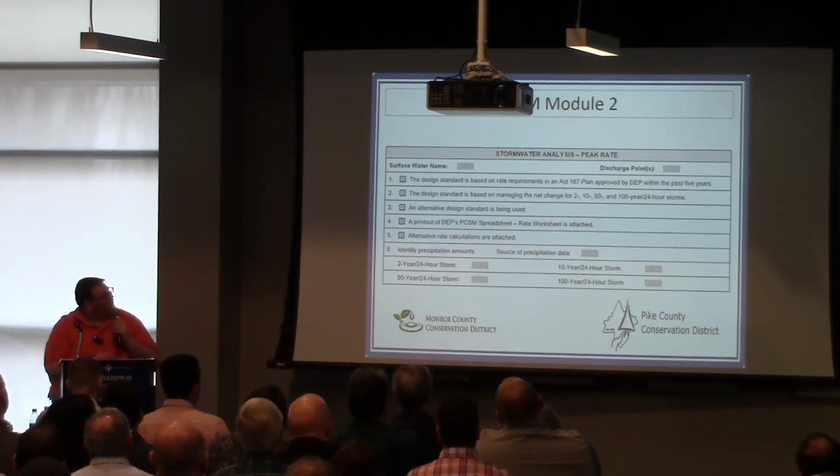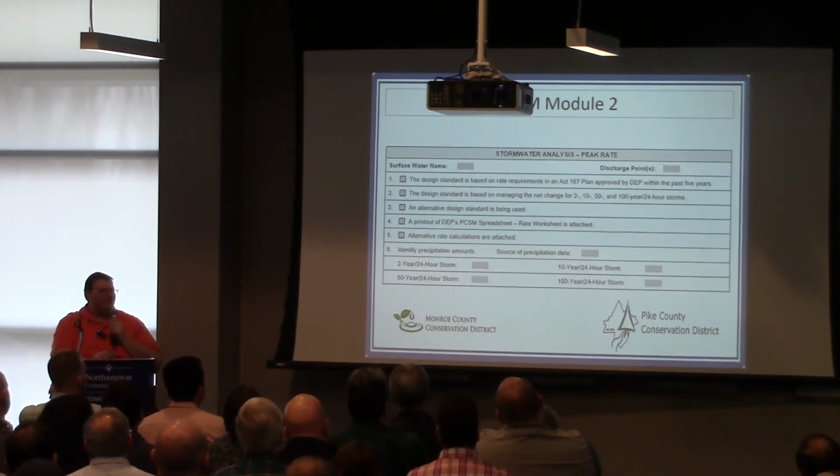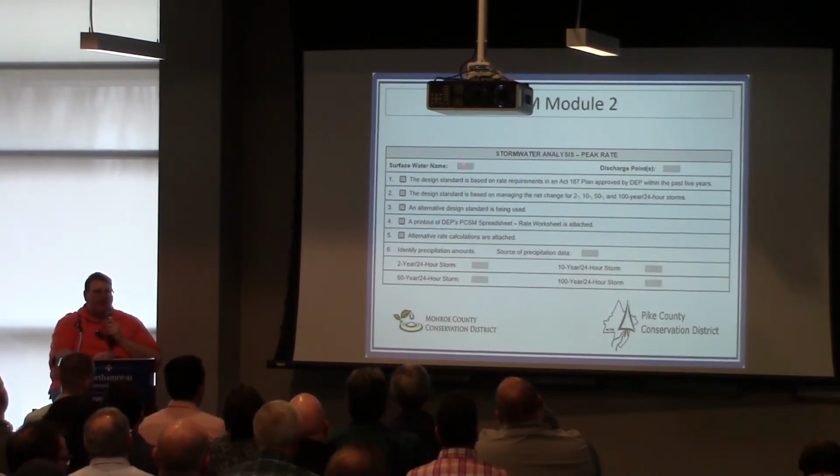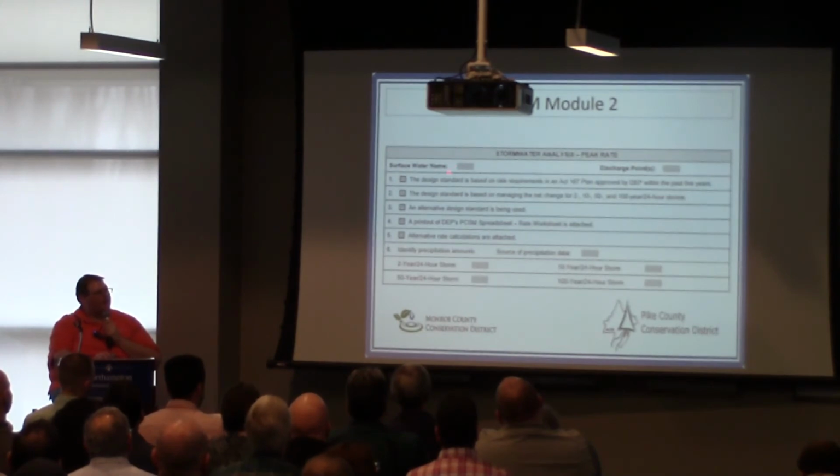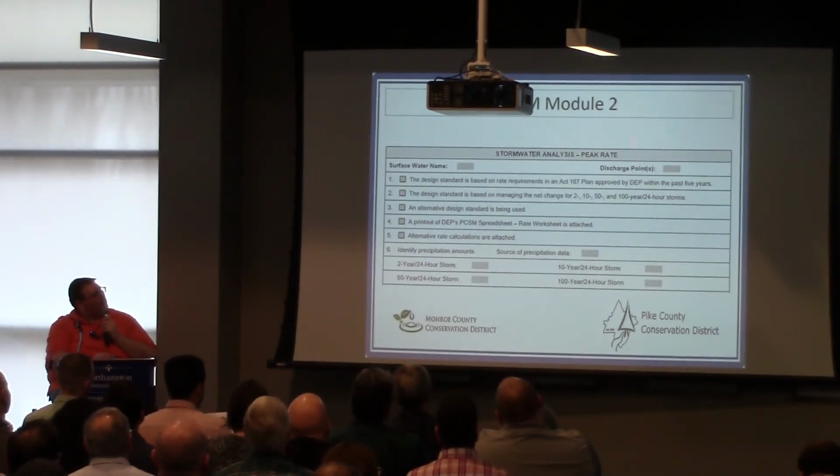And then we get into the peak rate analysis. Again, surface water name, discharge point, and you'll need one of these for each of your discharge points. So if you have 4 discharge points, we're going to be expecting to see 4 of these analyses.